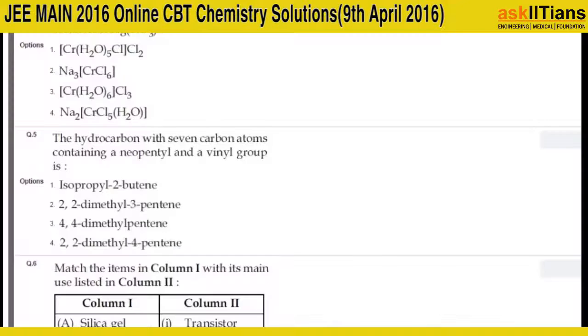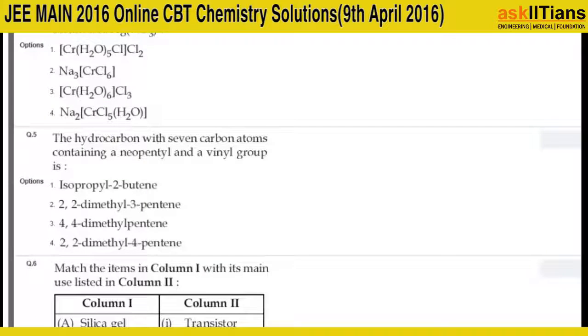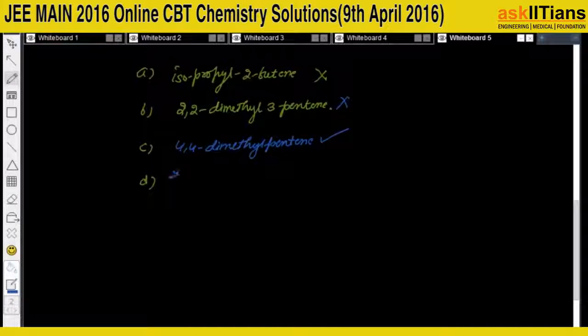Then we have 4,4-dimethyl pentene. And hence we can say this is the correct option. And the fourth option, let me simply have a look, 2,2-dimethyl 4-pentene. Again, this cannot be the option. So out of the 4, we have chosen option number 3 as the correct option for this particular question. Now done with this question, let us move over to another question.